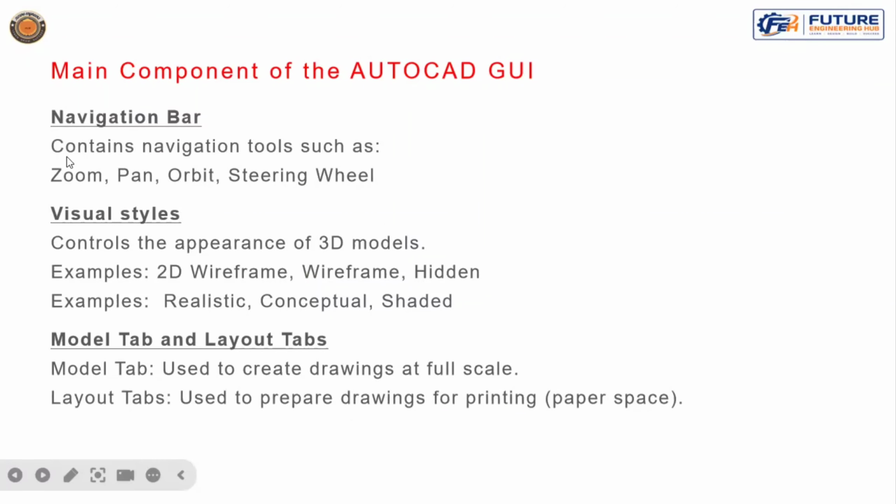Navigation bar contains navigation tools such as zoom, pan, orbit, steering wheel. Visual style controls the appearance of the 3D model. Example: 2D wireframe, hidden, realistic, conceptual, shaded. Model tab and layout tab. The model tab is used to create drawings at full scale. The layout tab is used to prepare drawings for printing on paper.